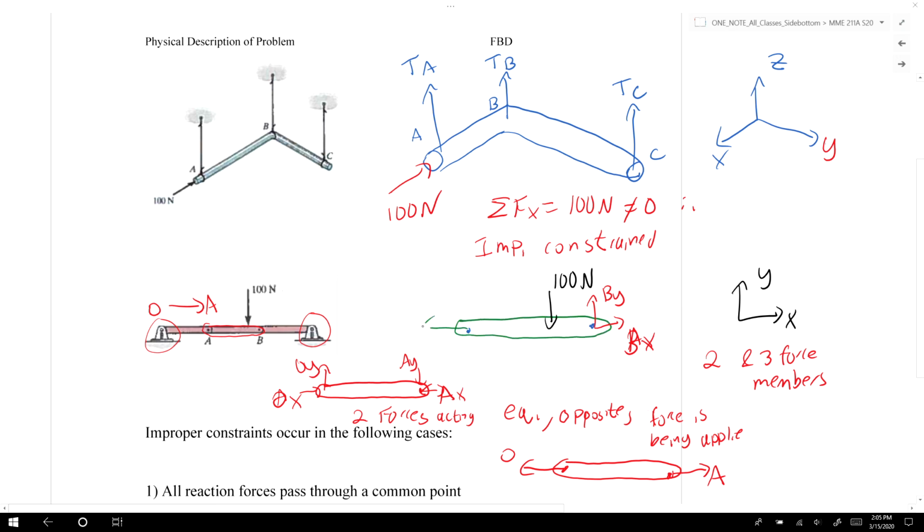All right, and we would be left with just a force along the x-axis. And then the same thing we could do with the other link. So we end up with a force at point B that would also go along just the x-axis. So in this case, we have no force going along the y-axis, so we could say that the sum of all the forces in the y direction would be equal to negative 100 newtons, which is not equal to 0. So we would have an improperly constrained part.